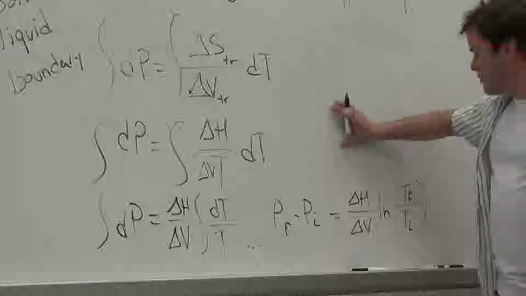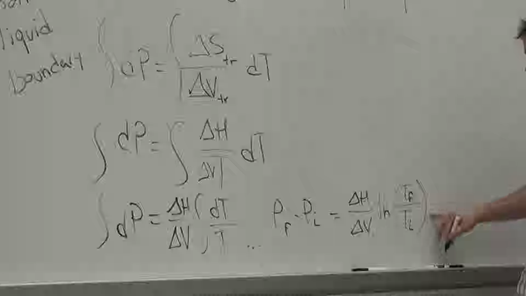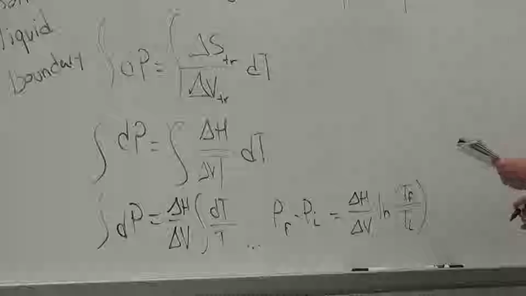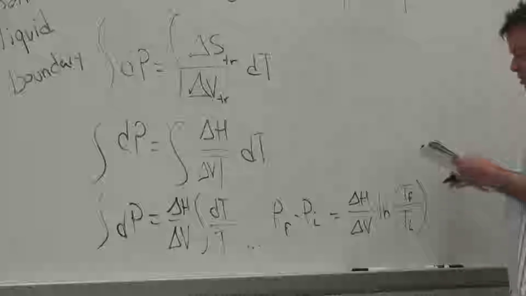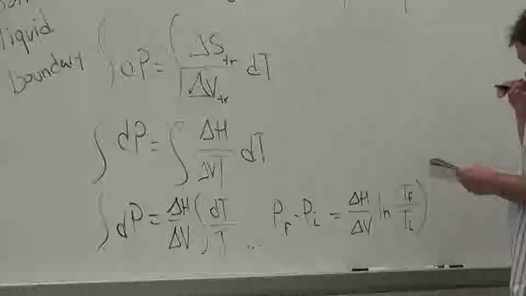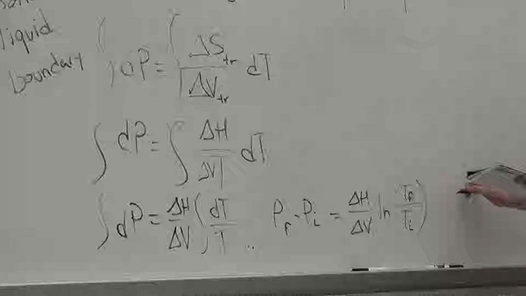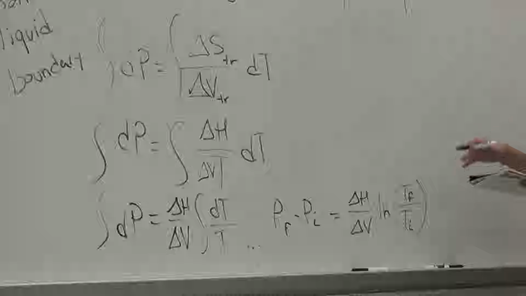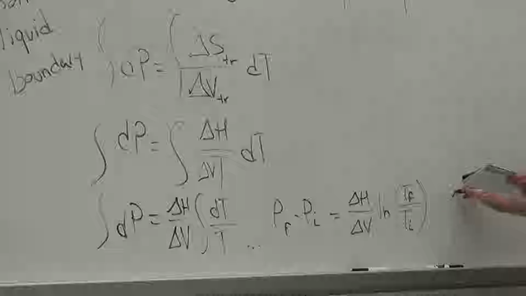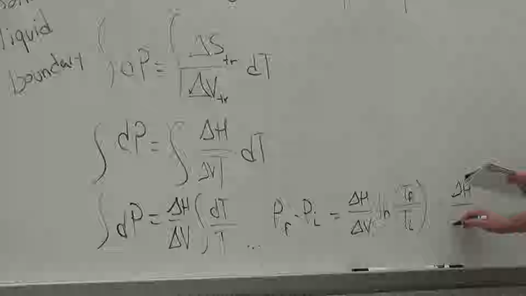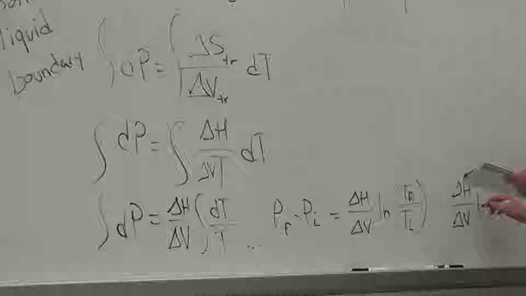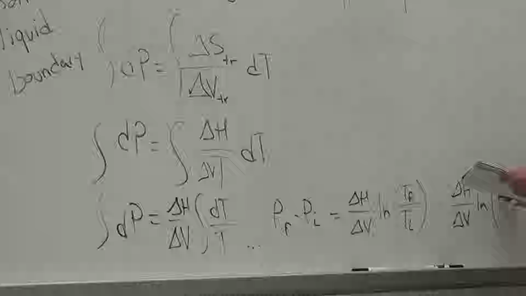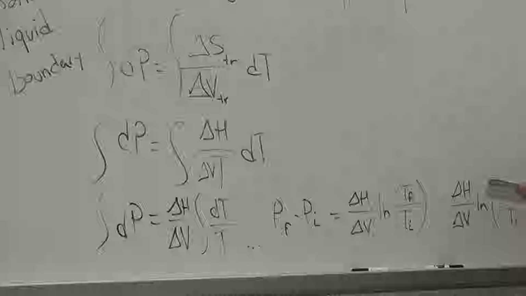This guy can be simplified by using the relationship that, well, first of all, let me recast this. T final for an infinitesimal change in the temperature is equal to T initial plus dt. So this expression simplifies to delta H over delta V times the natural log of T initial plus dt over T initial.